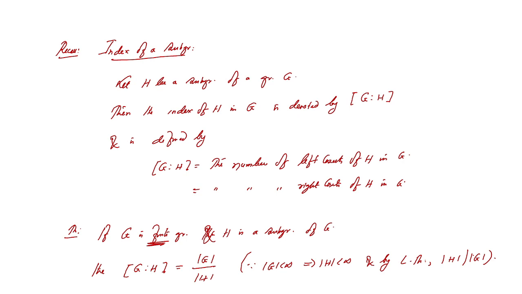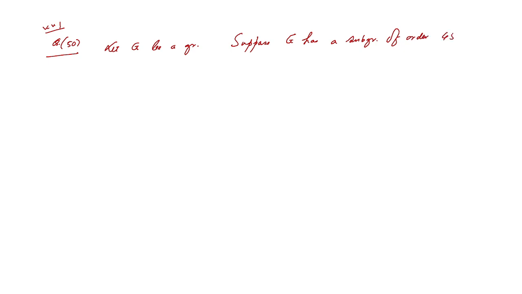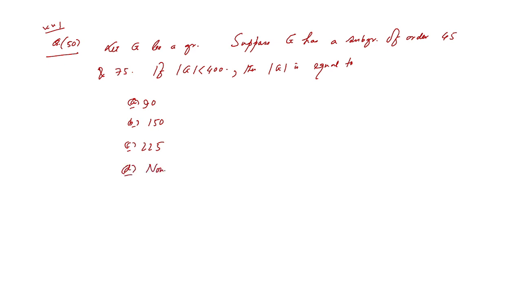So now we'll come to some important question. The question is question number 50. The question is very, very important. Let G be a group. Suppose G has a subgroup of order 45 and 75. And if the order of G is less than 400, then what can we say? Then the order of G is equal to: option A 90, option B 150, option C 225, and option D none of the above.